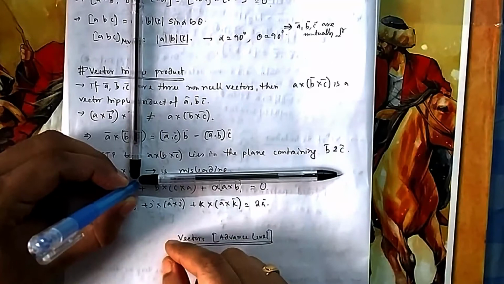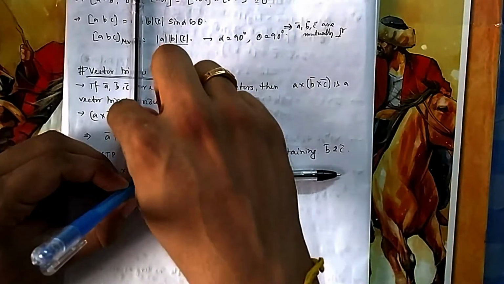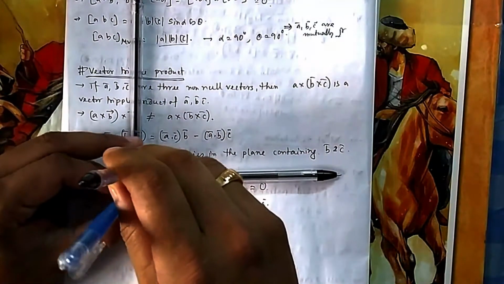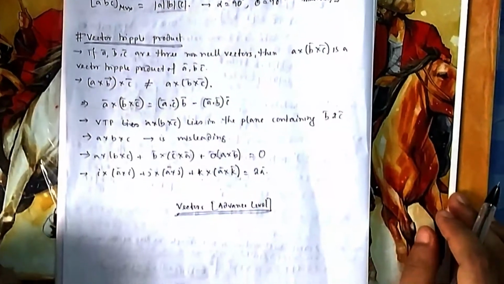If all 3 are mutually perpendicular, then it is maximum. Because in that case, the angle between this perpendicular of AB and C is 0. Because if C is here and the perpendicular of AB is also here, the angle between these two is 0. Now next one is vector triple product.